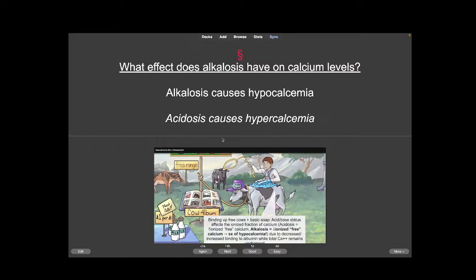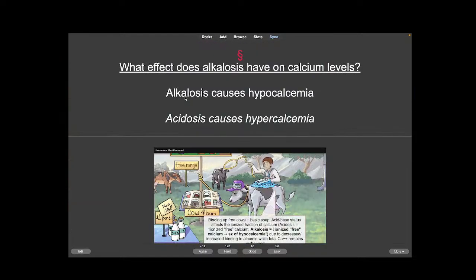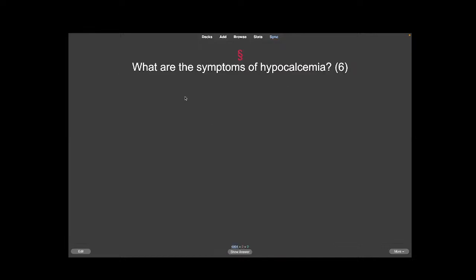What effect does alkalosis have on calcium levels? I don't know. It causes hypo. How am I supposed to? Well, is this hypocalcemia? So this entire thing is hypocalcemia. So putting a base actually causes it. Okay. Symptoms of hypocalcemia. Fractures?